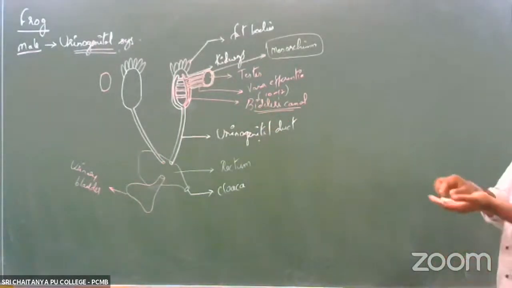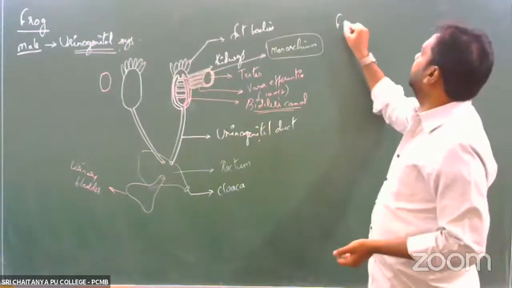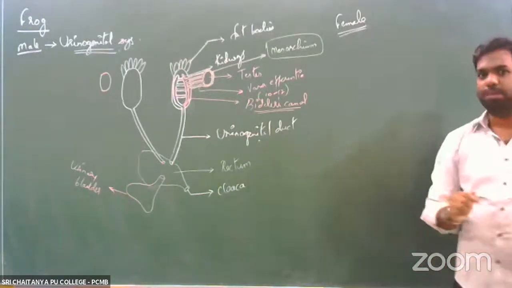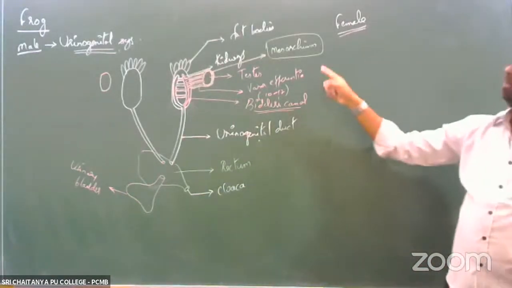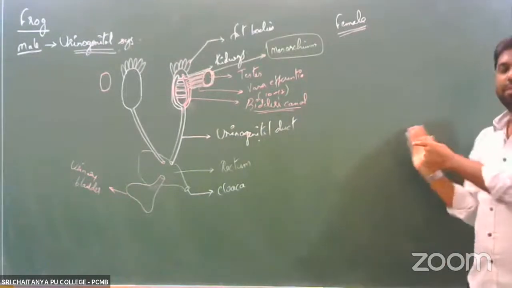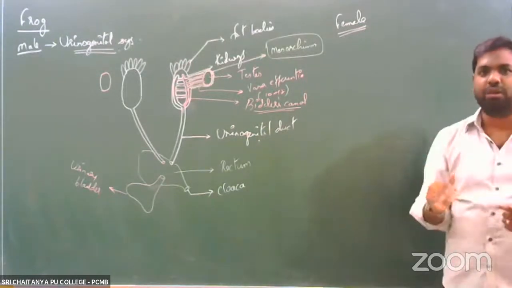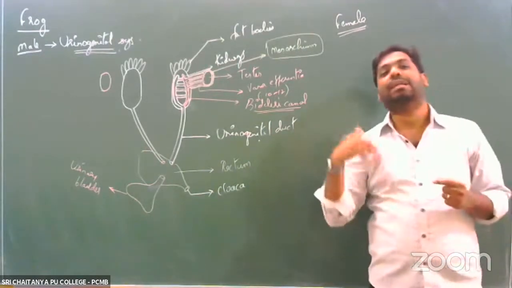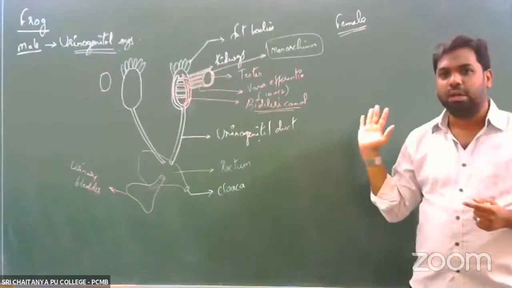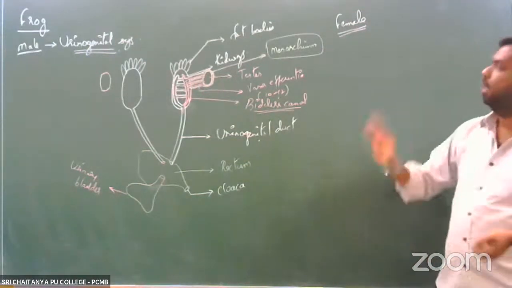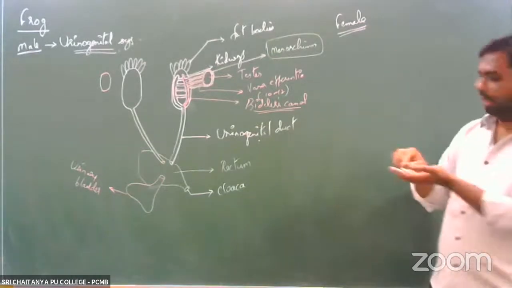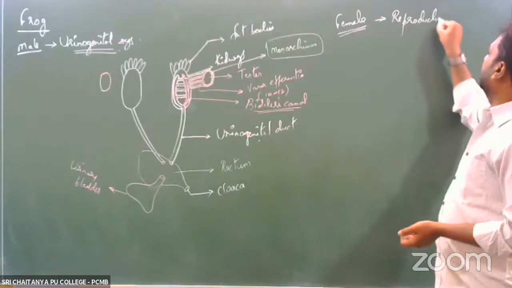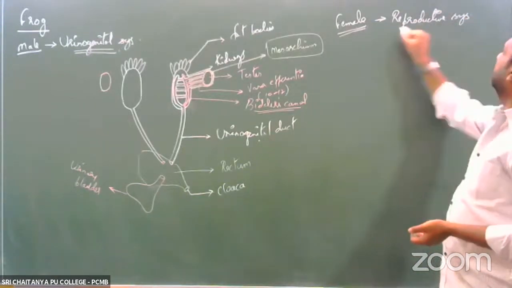Now let us take up with the female frog. In case of female, we don't call it as urinogenital system because as there is internal connection between the testis and the kidneys in the male, here in case of the female system, there is no internal connection being present. So the female reproductive system is said to be separate, as well as the excretory system also is said to be separate. So we don't call it as the urinogenital system. Now, let us take up with the reproductive system in case of the female frog.